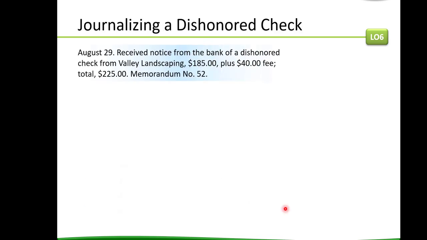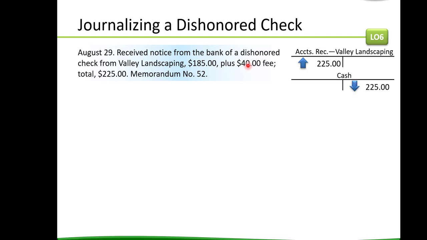And so to journalize a dishonored check, we received notice from the bank of a dishonored check from Valley Landscaping for $185 plus a $40 fee, for a total of $225. This goes with memo 52. So for accounts receivable, we need to create an accounts receivable for Valley Landscaping that they owe us $225, because we need to recoup all the cost of this transaction, including the fee. Cash is going to go down that same amount.